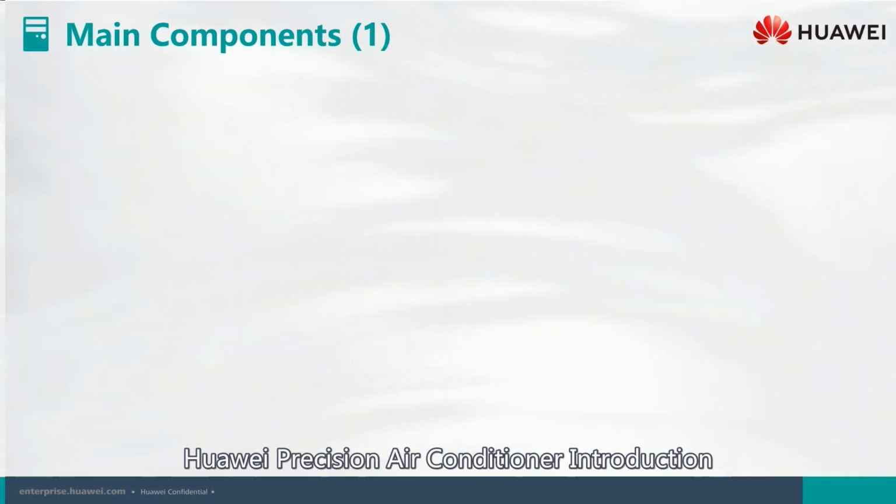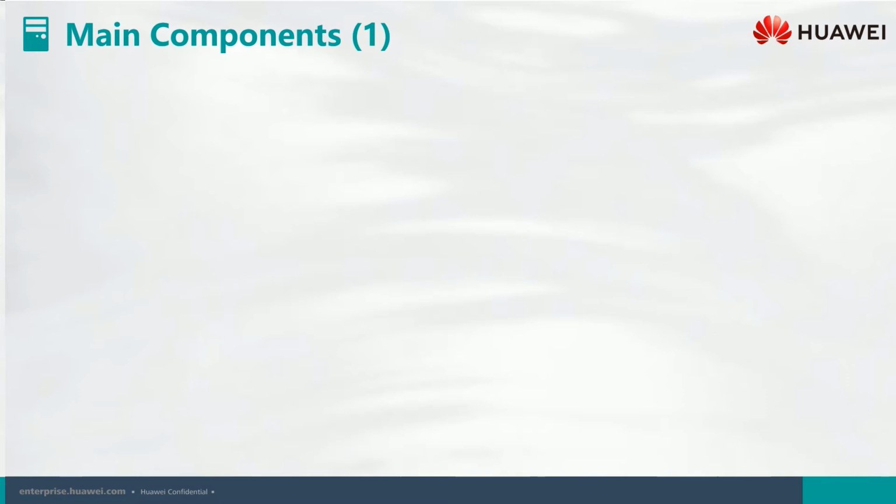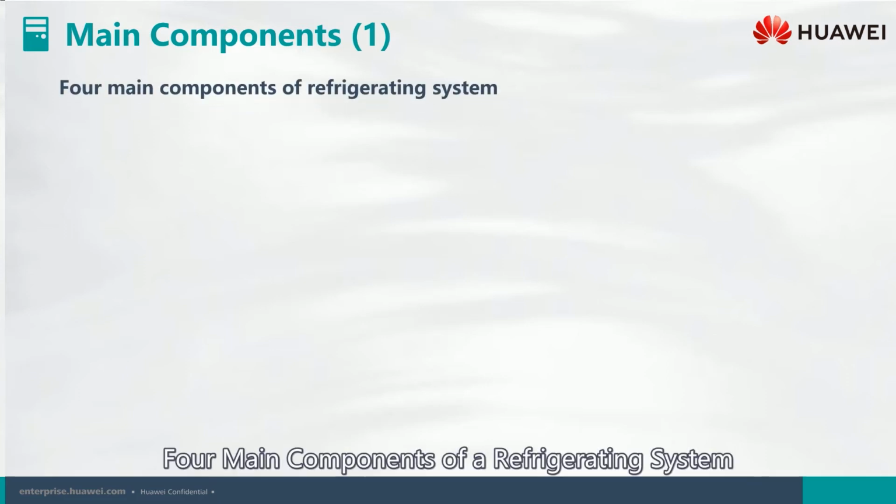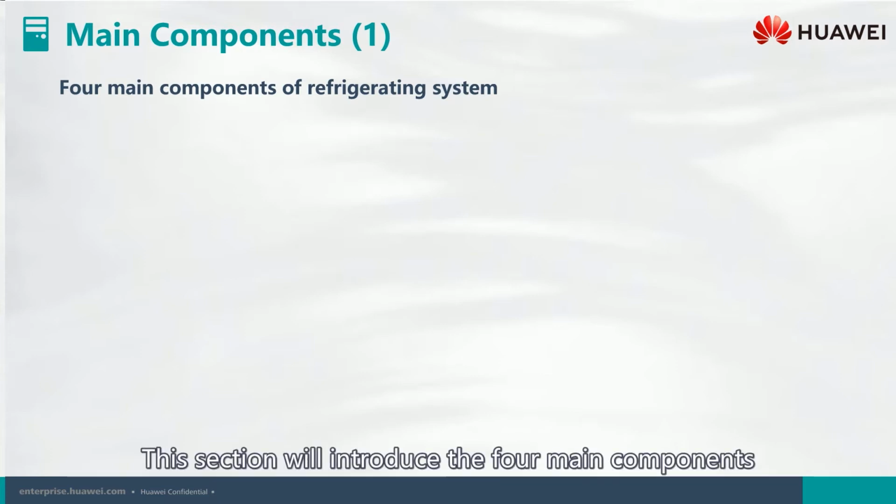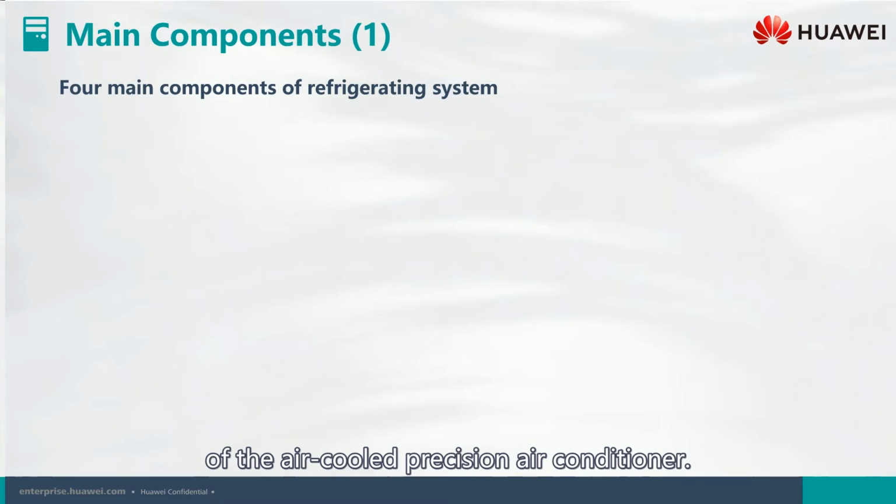Huawei Precision Air Conditioner Introduction. 4 main components of a refrigerating system. This section will introduce the 4 main components of the air-cooled precision air conditioner.